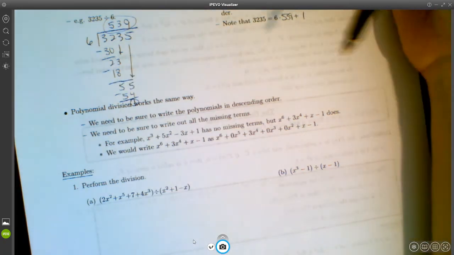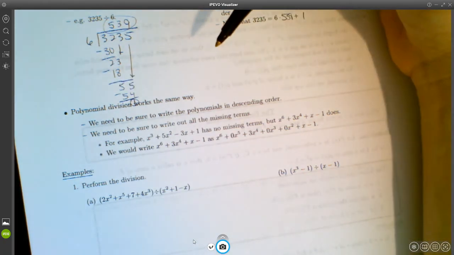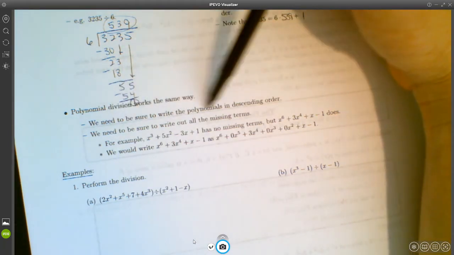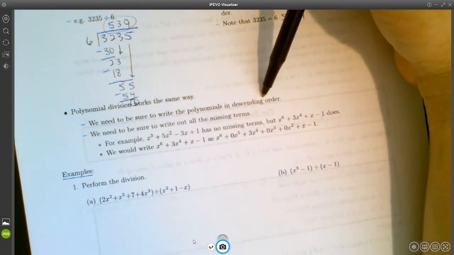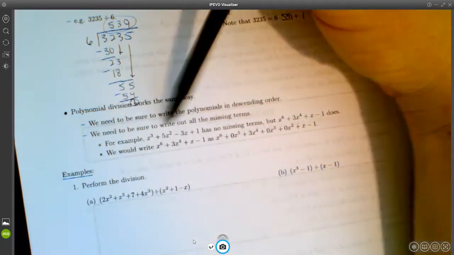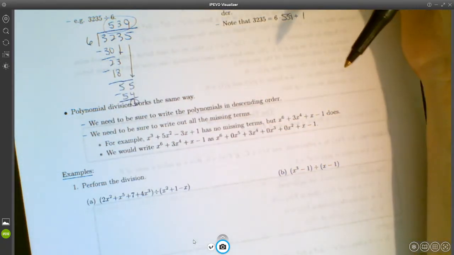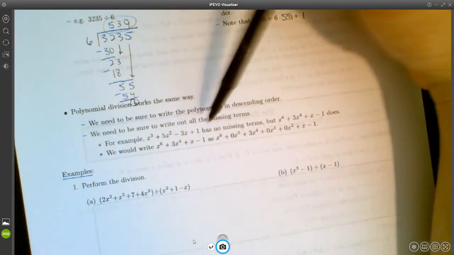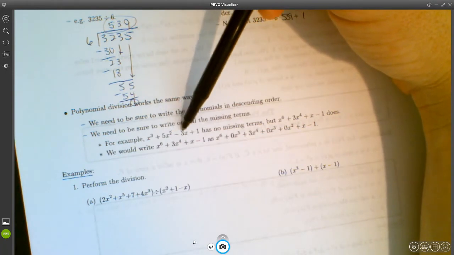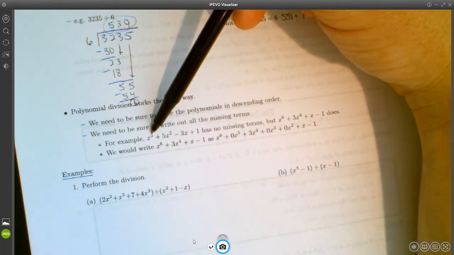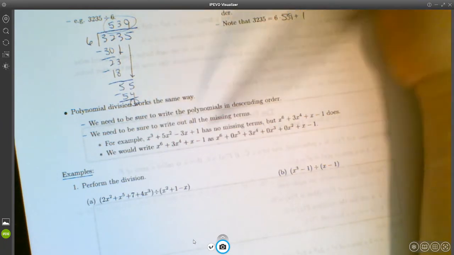Polynomial division works the same way. When we're doing polynomial division, there are just a couple things to keep in mind. First of all, it's easiest if we keep the polynomials in descending order. Okay, and then also it's easiest if we make sure to write out the missing terms. And by missing terms, I mean if you're looking at something like x cubed plus 5x squared minus 3x plus 1, there are no missing terms there, right? The exponents go 3, 2, 1, 0.